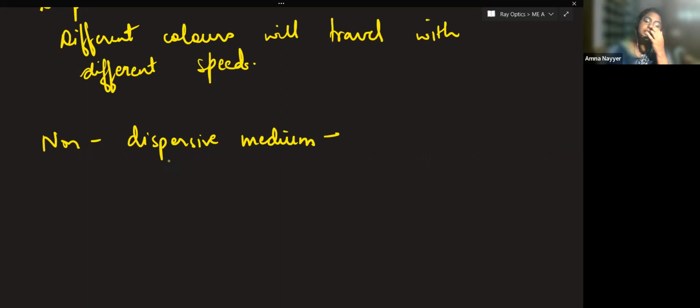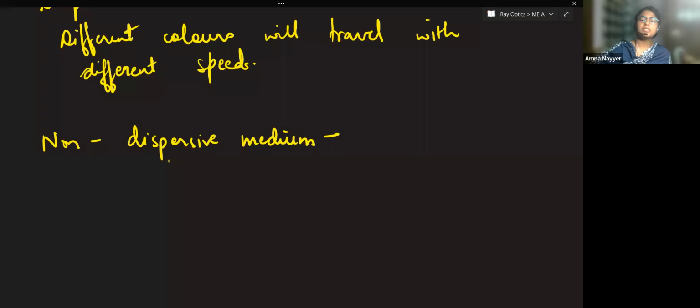Here, different colors travel with the same speed of light. For example, right now I'm just putting my hand like this. Here also light rays are coming from this tube light. Light rays are moving here. But since this is the same medium, in both the medium the speed of light remains the same. So I can say the light rays are not dispersing.